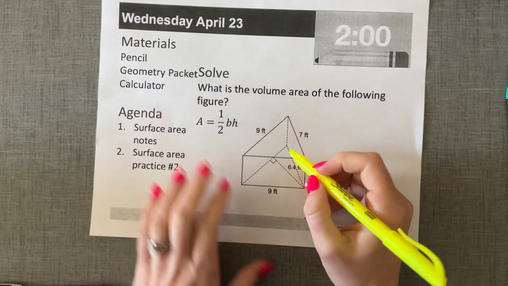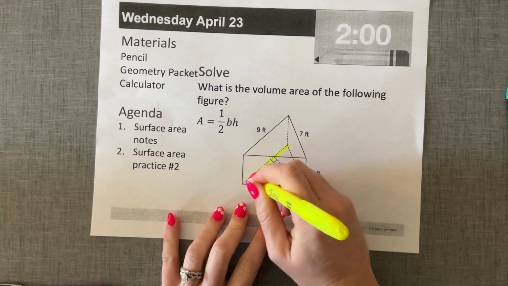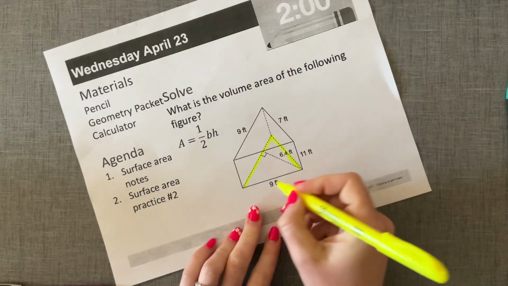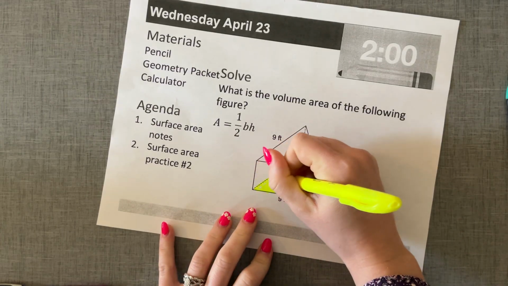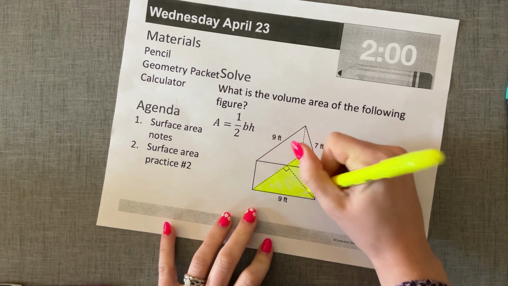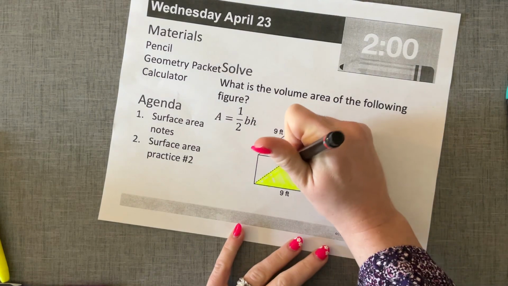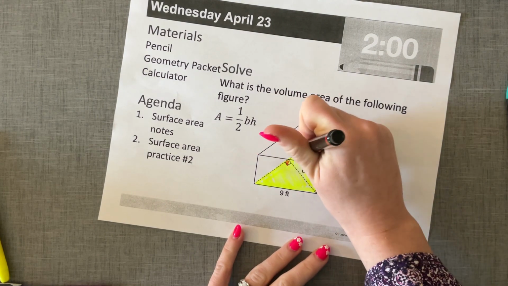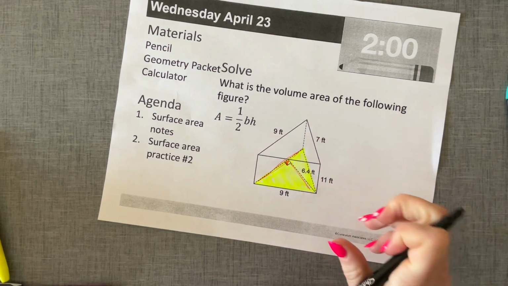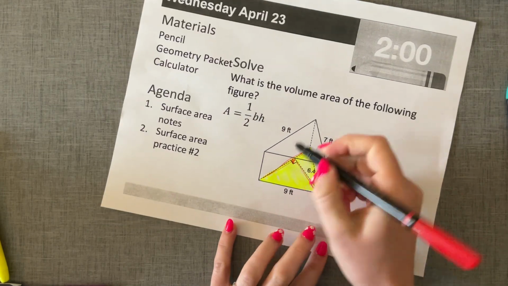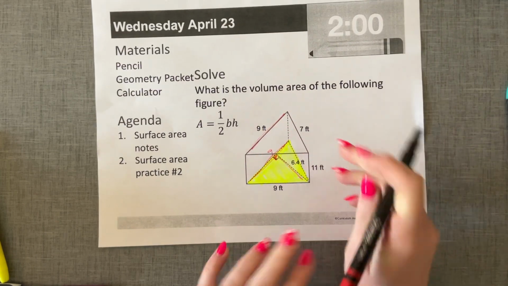Okay, so to find the volume of this, we're gonna find the area of the base shape first, which is this triangle. The base and the height of a triangle meet at a 90-degree angle, this square corner. So this is the base of the triangle, and this is the height of the triangle. The length of this line matches here. So this length is 9.